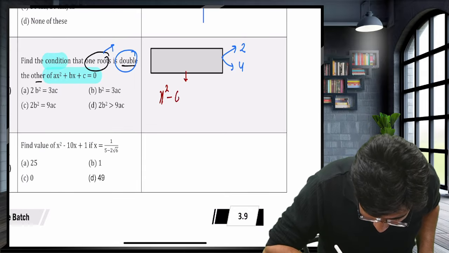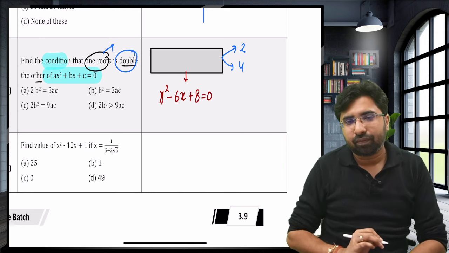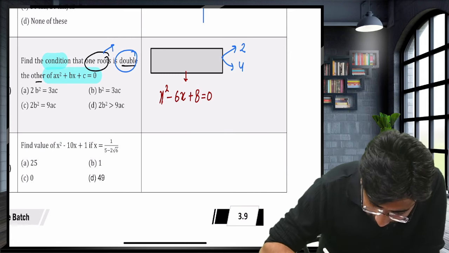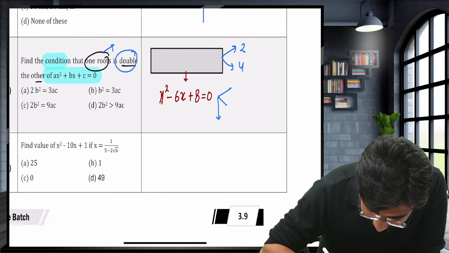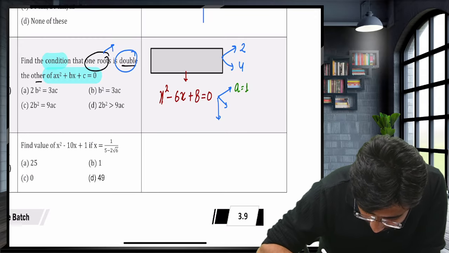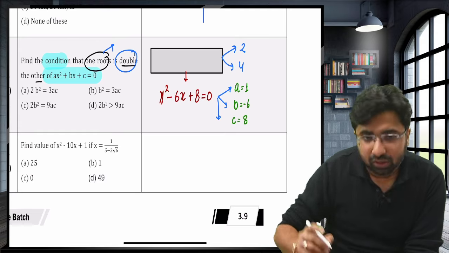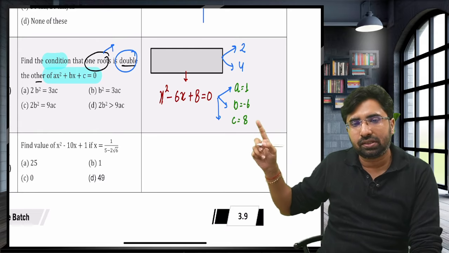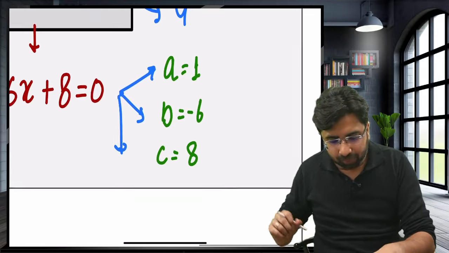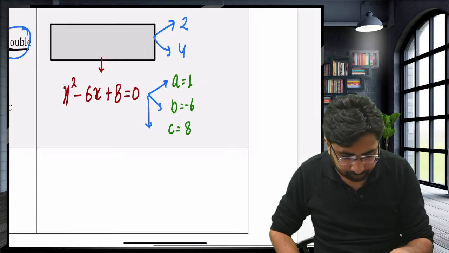Let's form the equation according to me. X square minus sum of the roots into x plus product of the roots is equals to 0. X square minus 6x plus 8 equals 0. Now, Aman sir, you are having the values of a, b, c in the form of variables. What is a? 1. What is b? Minus 6. What is c? 8. Now let's check for the options. The option that will give me LHS equals to RHS, that option will be correct.